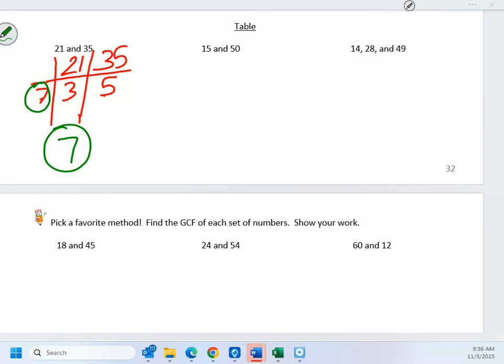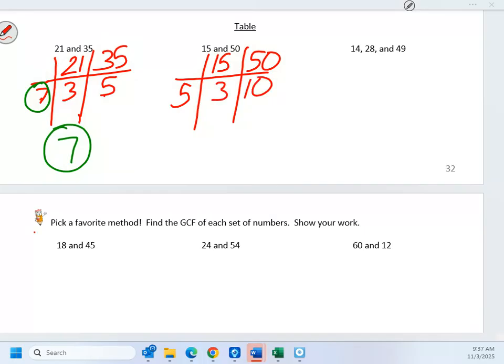I'm going to show you what happens when we can divide more numbers out. But actually, I don't know if these numbers give us the chance to do that. Let's see. So, make your table, 15 and 50. What is a number that I can divide out of both 15 and 50? Michael? 5. 15 divided by 5 is 3. 50 divided by 5 is 10. Can I divide anything else out? 3 and 10? Nope. So my answer is 5.